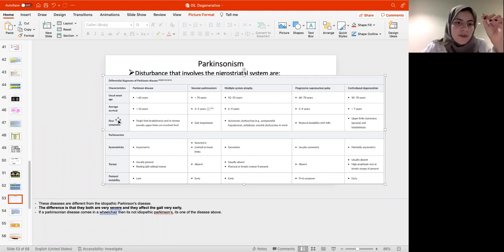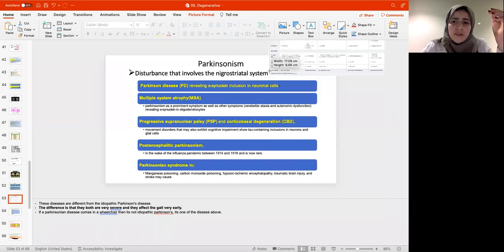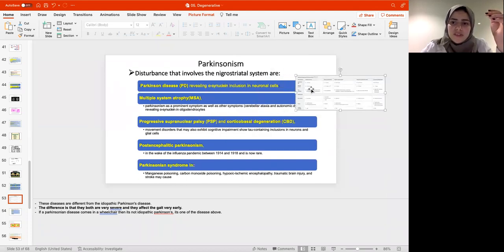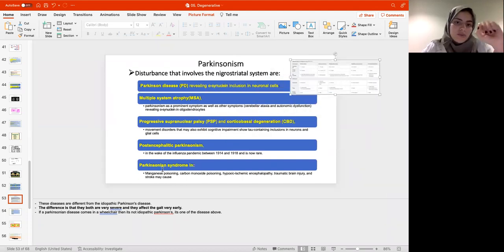Each of them is different in their age of onset, the first symptoms that appear, and whether it's symmetric or not. Okay, I don't think you need to know all these details. Just know the things that he wrote here. I don't think you need to know more than that. You already know Parkinson's disease. That's what we talked about, okay?